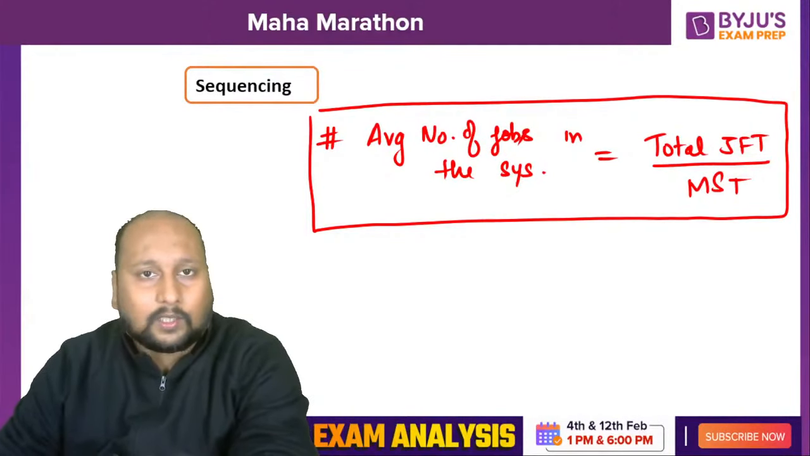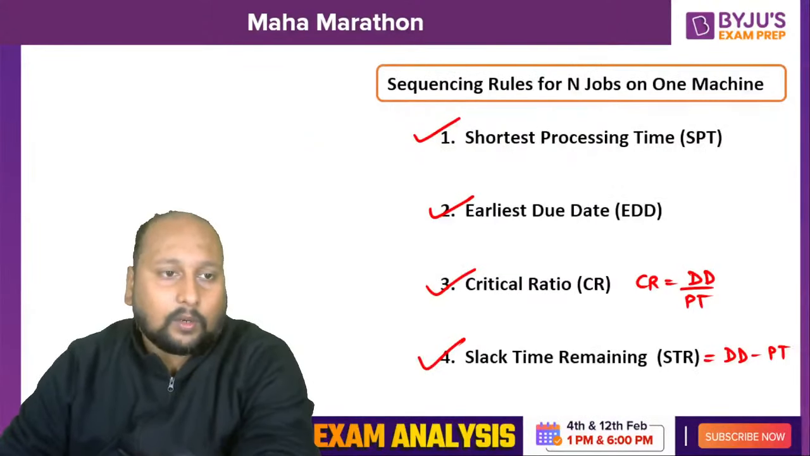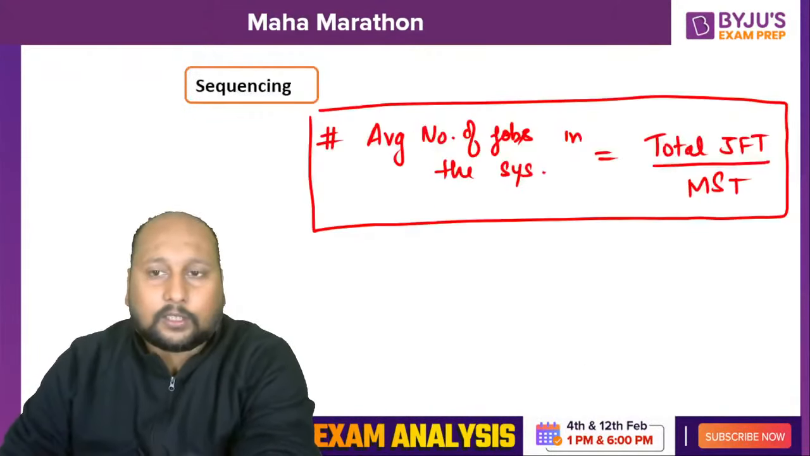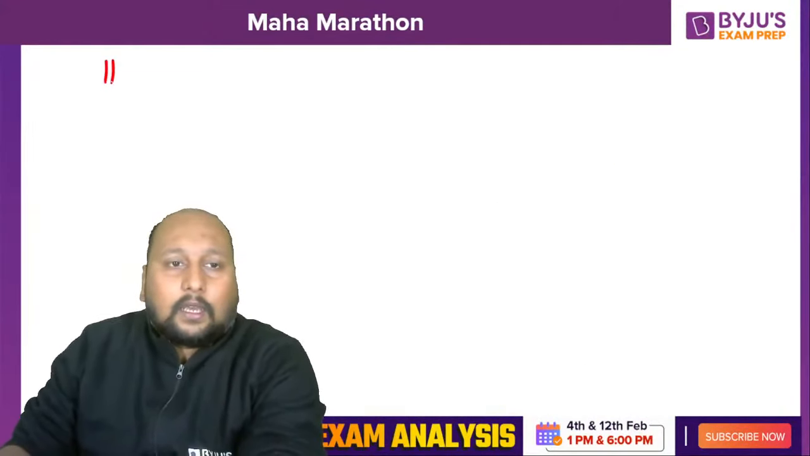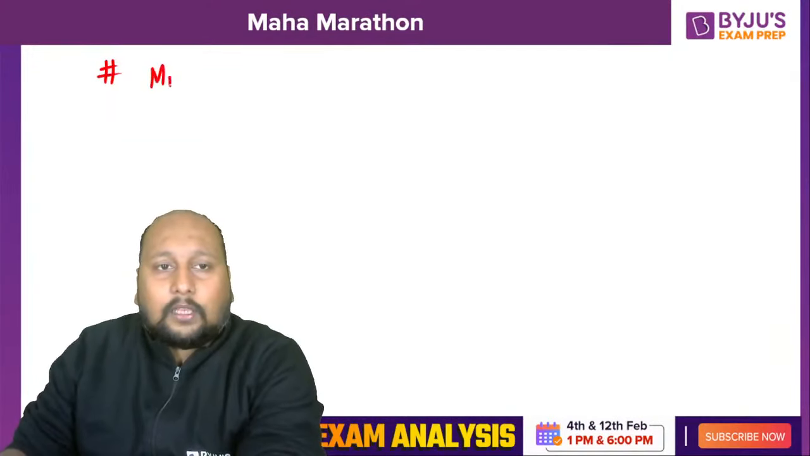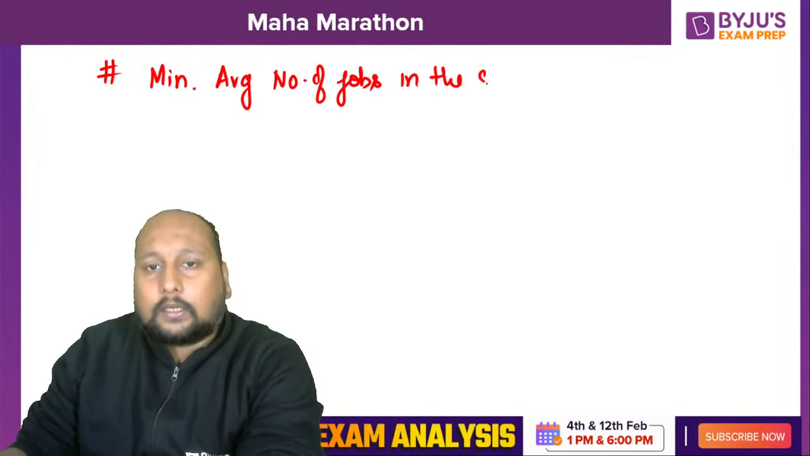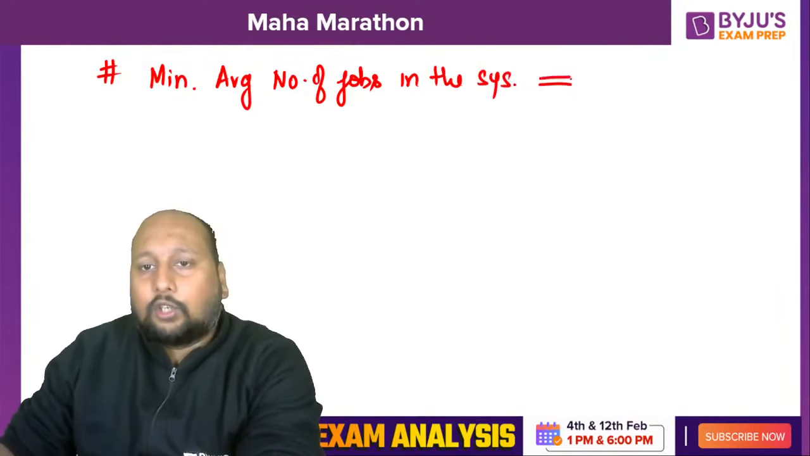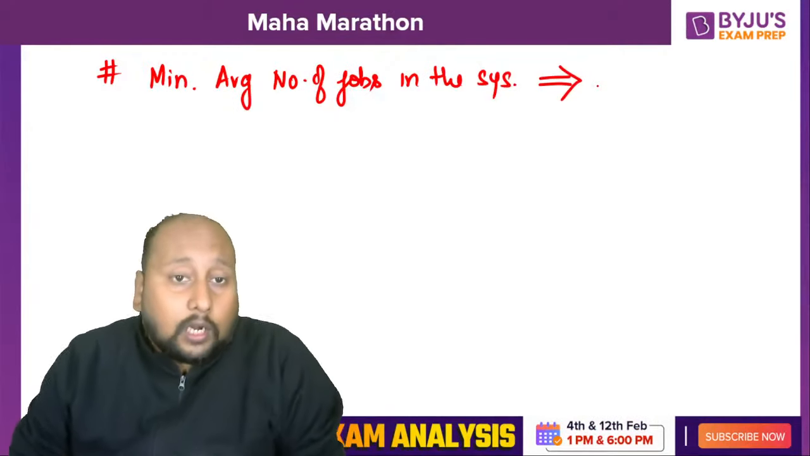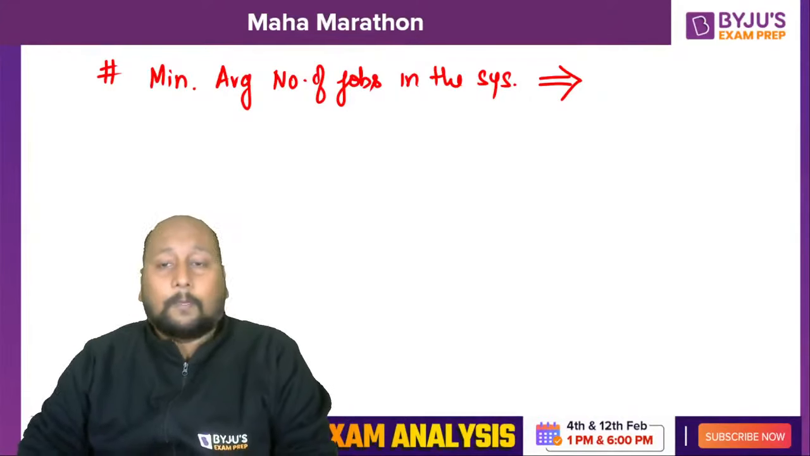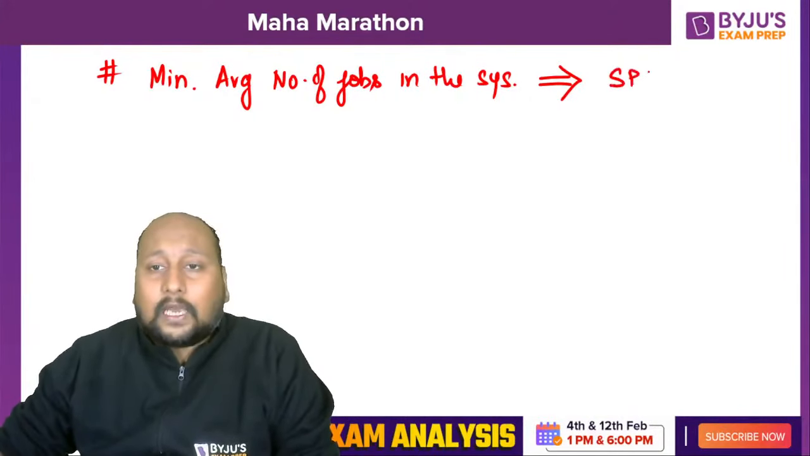I hope you know what job flow time and makespan time are. I'm not going into that basic understanding because at this point you should know these terminologies. If I talk about the rule for minimum average number of jobs in the system, can you tell me which rule I need to use to calculate it? You always need to use the SPT rule.